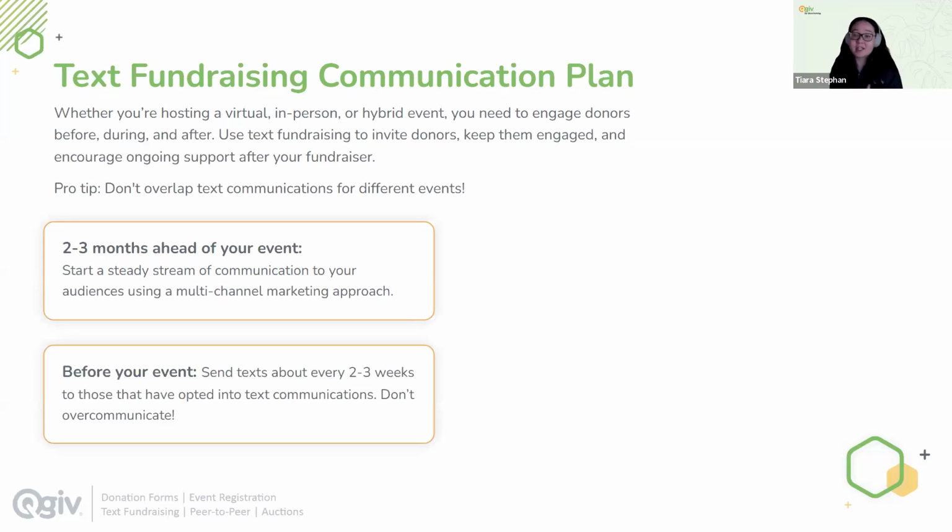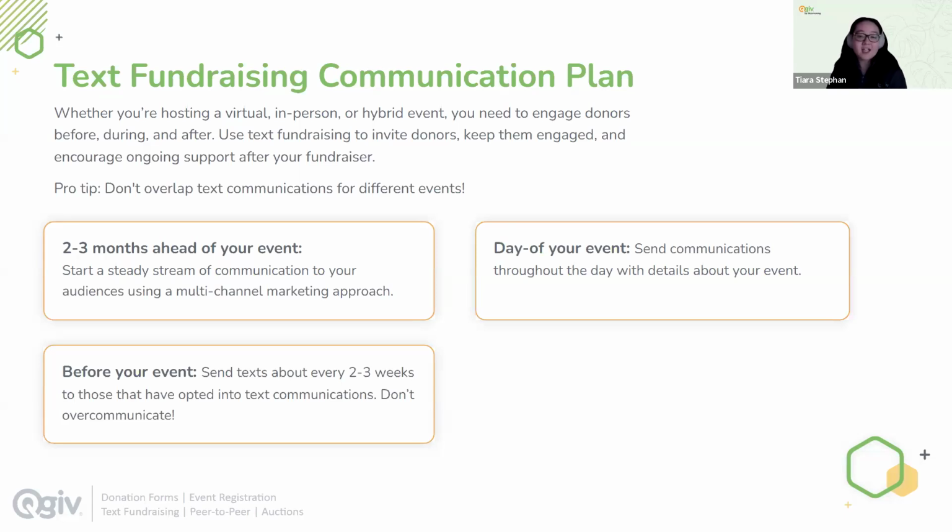Before your event, you can send out a text maybe about every 2 to 3 weeks. You want to keep your communications regular, but you don't want to inundate your donors with too many text messages. It's likely that your donors receive a lot of text messages every day, so be timely with those communications.